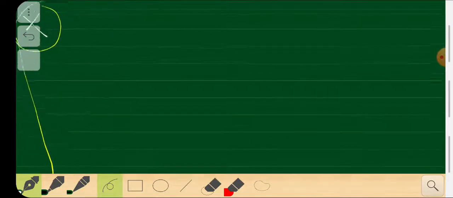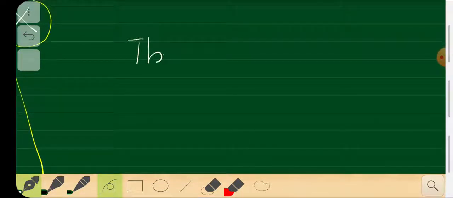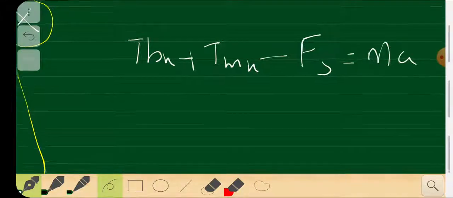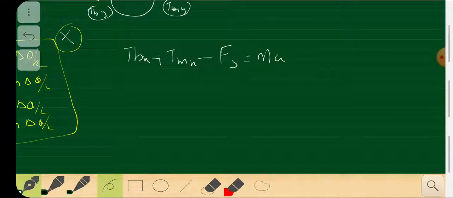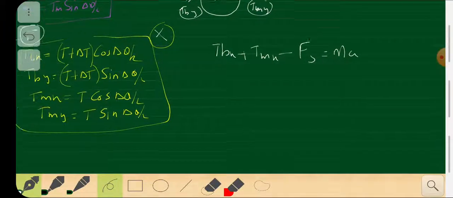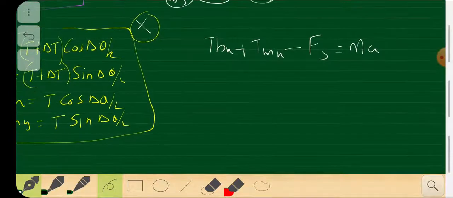So you can write down that TBx plus TMx minus the frictional force must be equal to some ma, right? Okay, simple. So TBx, you can substitute the value for TBx here. So TBx is just T plus delta T cos delta theta by 2. Now one more simple thing.